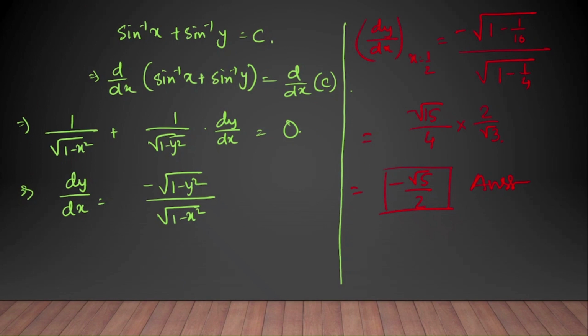After that, for sine inverse x plus sine inverse y, we have taken the derivatives in both sides. Then we found the value of dy/dx, and after that we found the value of dy/dx at the point x equals to half. Then we put the values of x and y there, x equals to half and y equals to minus 1 by 4. After that, the value comes as minus root 5 divided by 2. Okay, with this we have ended this session.